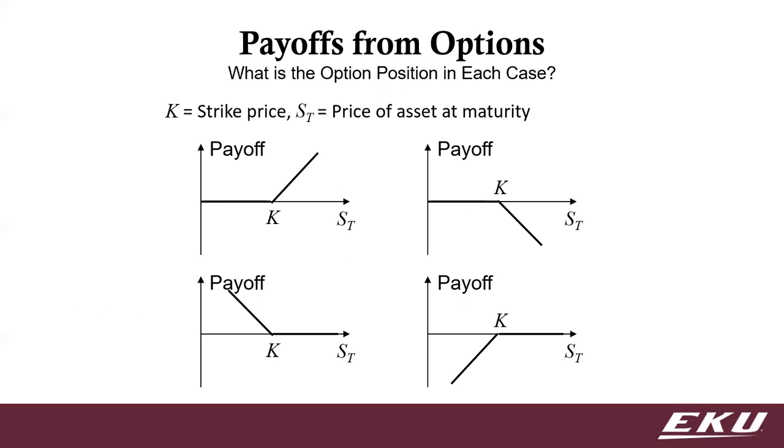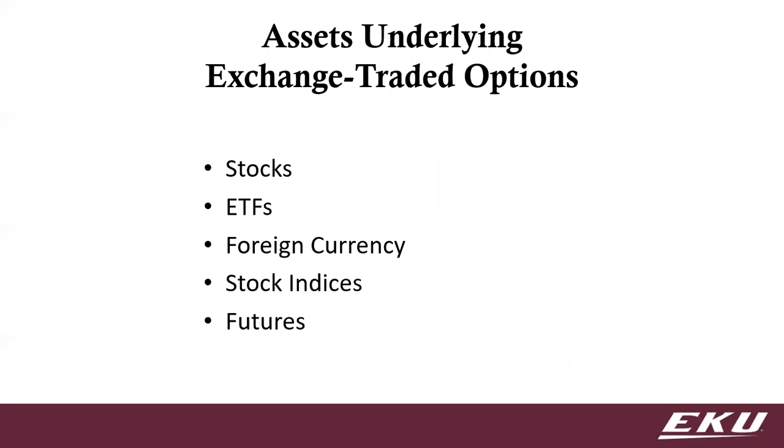Now, as far as the options themselves, they can be written against a variety of underlying assets. Stocks are the ones that we're going to talk about a lot, just because it's interesting to talk about stocks. This is going to be the most common, but you can have options against ETFs, currencies, indices, futures. In fact, there are lots of combinations of various derivatives.